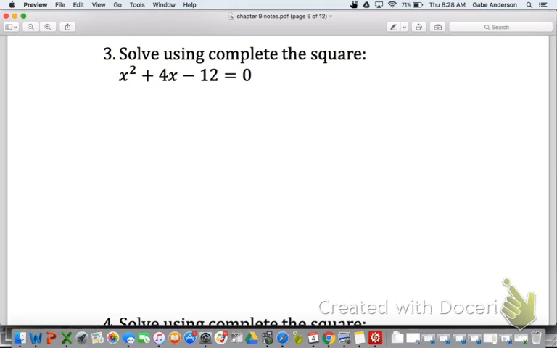This does not have to be solved by completing the square. I think this could be solved by other methods. I'm going to show you how to solve by completing the square, but I want to show you that it could work by other methods.